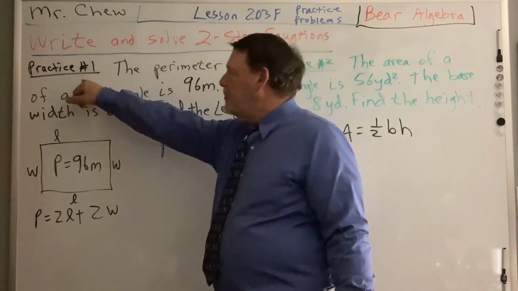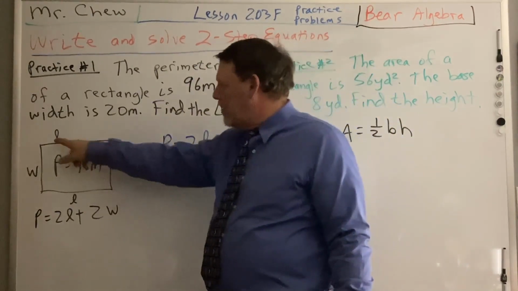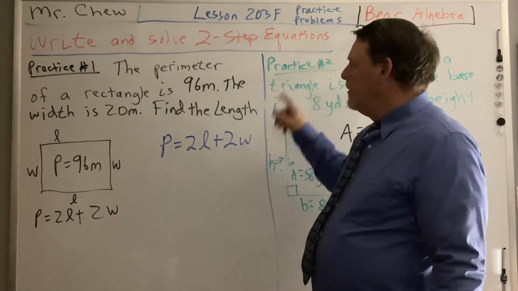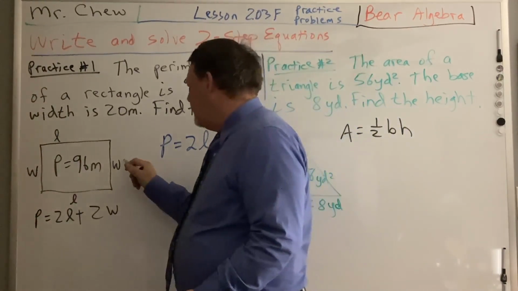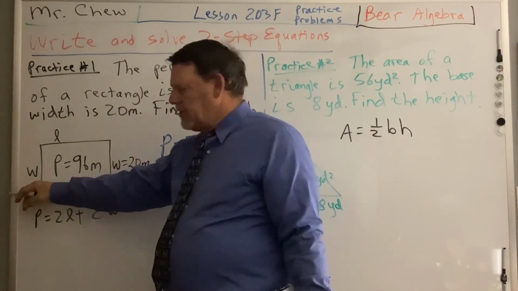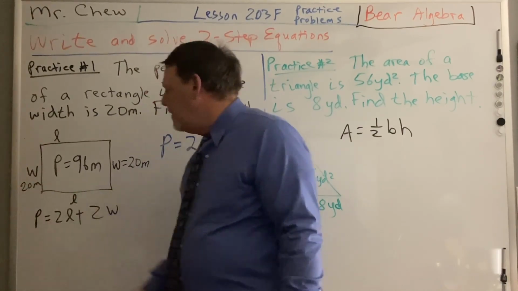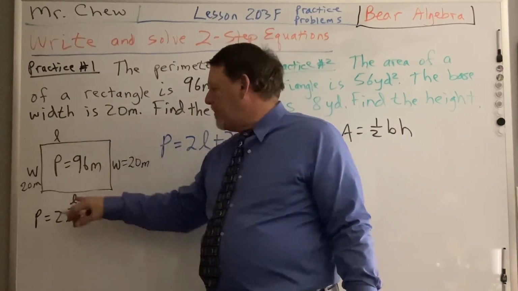So the challenge practice number 1 said the perimeter of a rectangle is 96 meters. And remember, perimeter is the distance all the way around. The width is 20, so I'll just write that in here. This is 20 meters. So what would this one be? Well, this one would be 20 meters as well, wouldn't it? What's the length? I don't know, and that's the way I make my L.